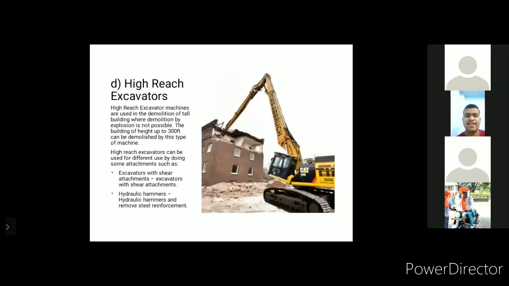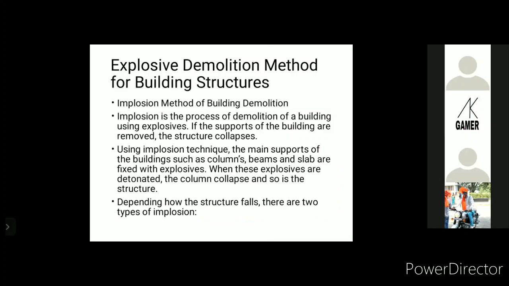High reach excavators. High reach excavator machines are used for demolition of tall buildings where demolition by explosion is not possible. Buildings of height up to 300 feet can be demolished by this type of machine. High reach excavators can be used for different purposes by adding attachments such as shear attachments, hydraulic hammers, and tools to remove steel reinforcements.